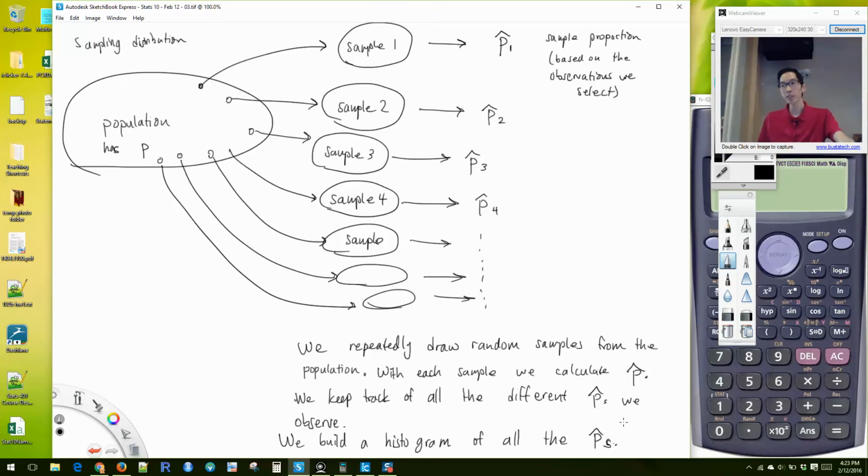So if I keep track of all the different p hats, what do you think the distribution of p hats will look like? Okay. All right, well, let's try this out.